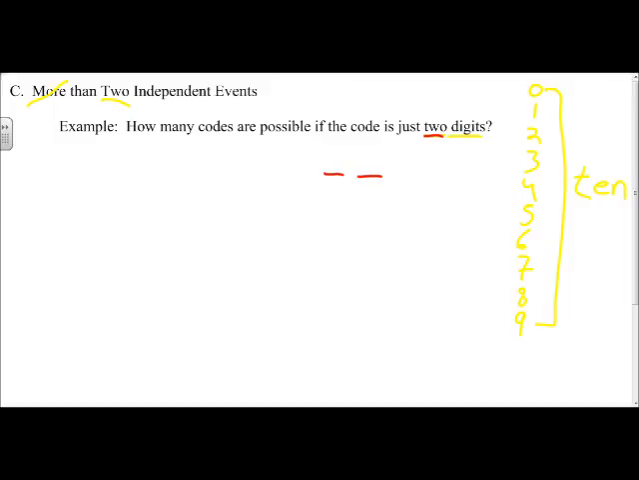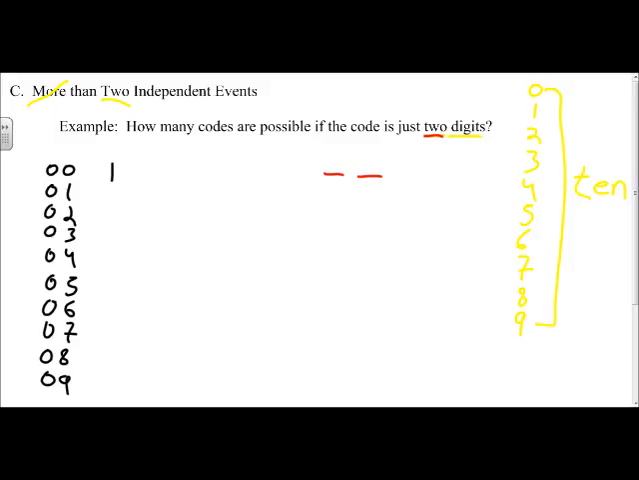So instead of doing a tree diagram, we're going to use an exhaustive diagram. We'll just write it all out in kind of an array. So we'd say that there's 0 0, or 0 1, 0 2, all the way down, looking at all of the codes that start with a 0. 0 7, 0 8, and 0 9. So all the codes that start with 0 would look like this.